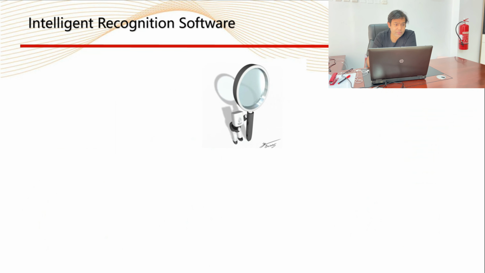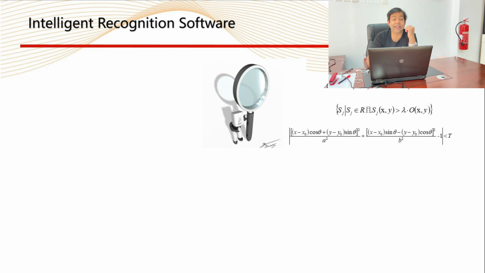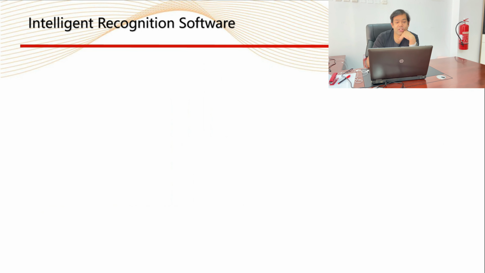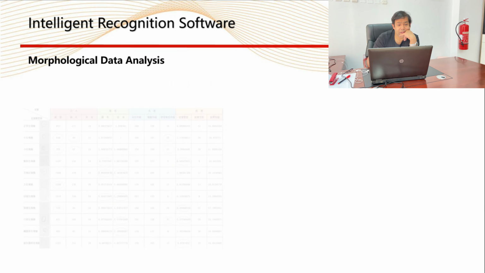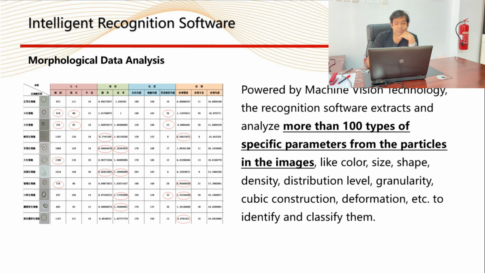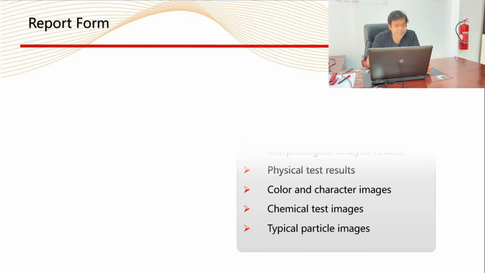So this is the method, like how software is recognizing this particle. So this is the intelligent recognition software. By using this formula, it will give you the results. And this is the morphological data analysis. More than 100 types of specific parameters from the particles in the images, like color, size, shape, density, distribution level, granularity, cubic construction, deformation, etc., to identify and classify them.